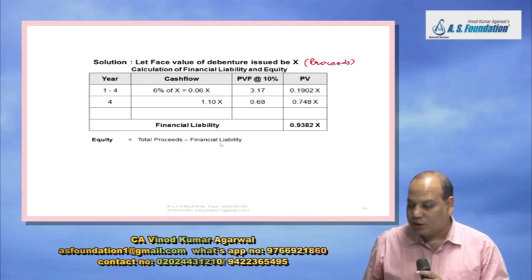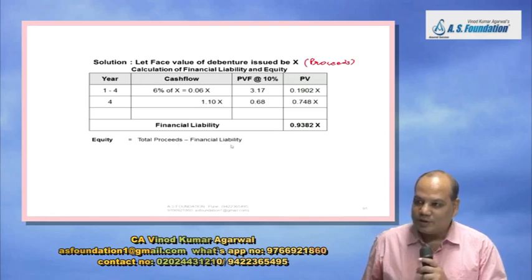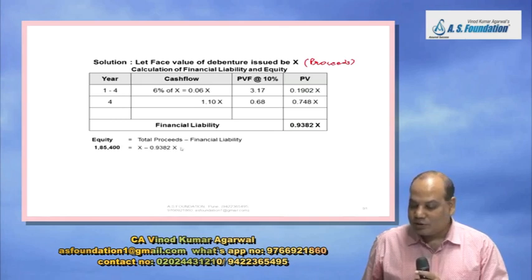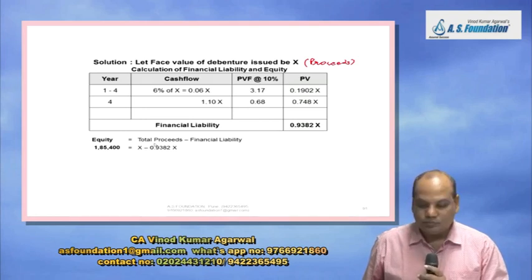Total proceed minus financial liability. But one number we know. Equity amount we know in rupees terms. So I can now crack this equation. Equity is 185,400. Total proceed we have assumed X. Out of that liability is 0.9382x. So if I solve this equation, first I'll get total proceed. So total proceed is 30 lakh.